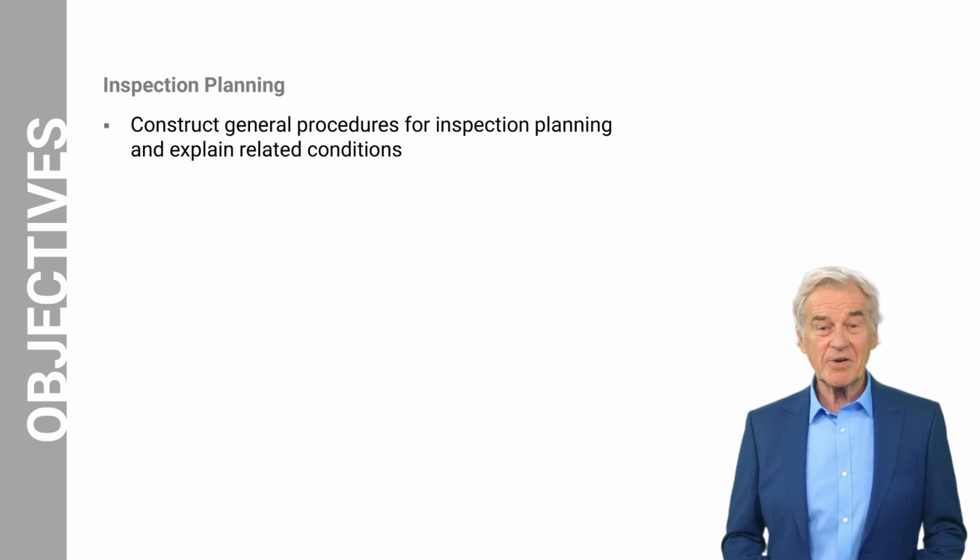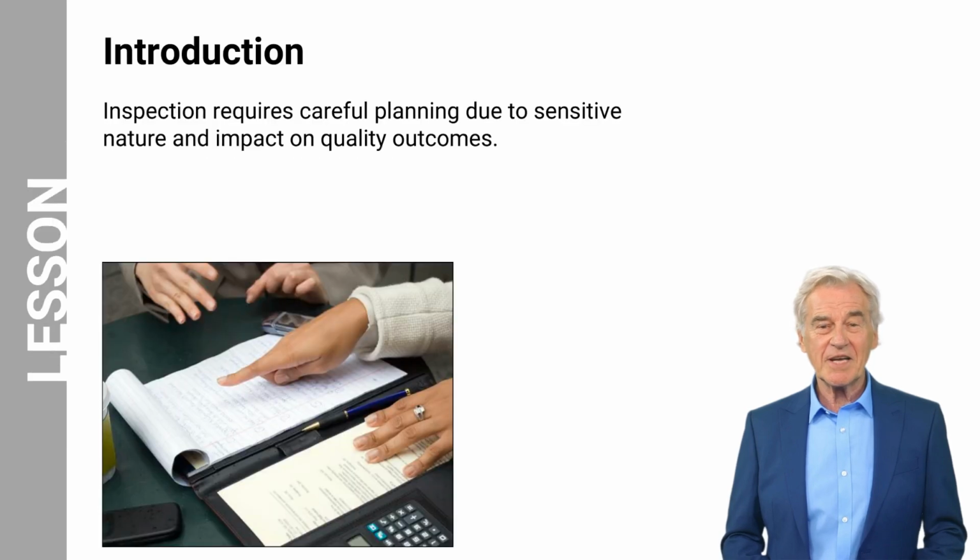Upon completion of this lesson, learners will be able to construct general procedures for inspection planning and explain related conditions. The selection of an inspection method, as discussed in the previous lesson, is important to the inspection process. But inspection is a sensitive task and requires proper planning.